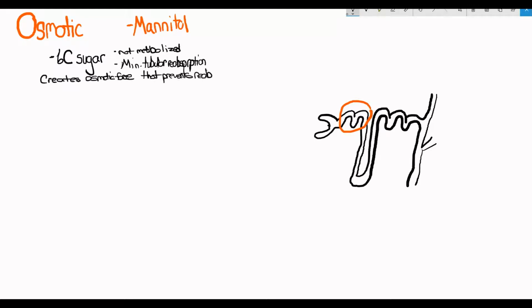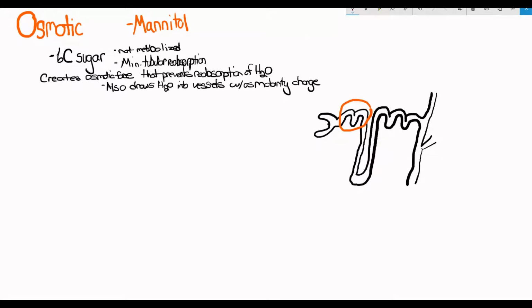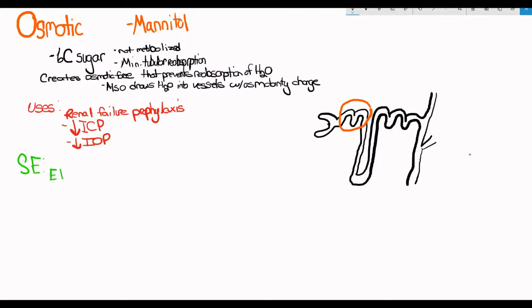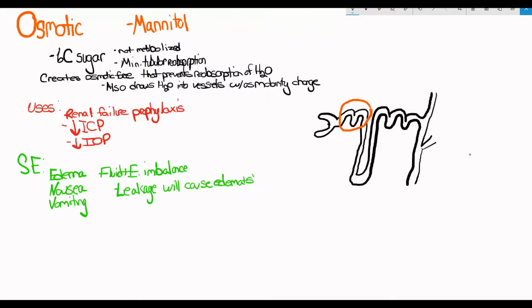The high osmotic force also draws fluid from surrounding tissues into blood vessels, so it's very good for decreasing intracranial pressure. It's used for renal failure prophylaxis, decreasing intracranial pressure within 60 to 90 minutes, and decreasing intraocular pressure. Side effects include edema, nausea, vomiting, fluid and electrolyte imbalance, and leakage of it will cause skin necrosis and edema. It's also not meant for chronic use.